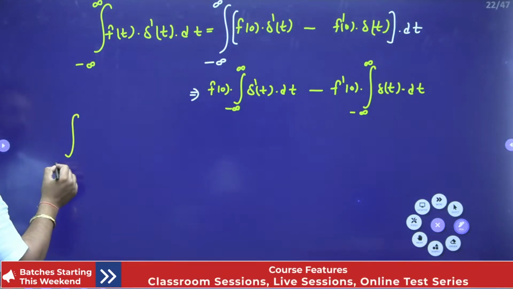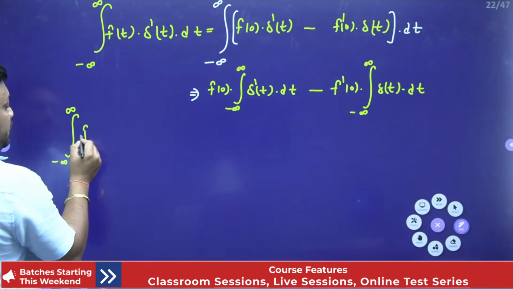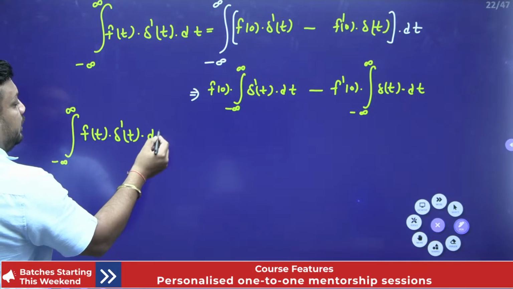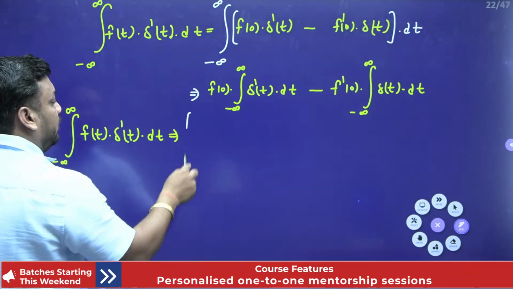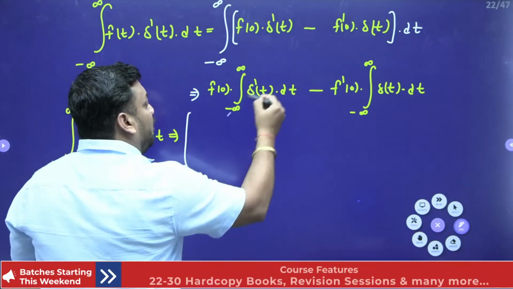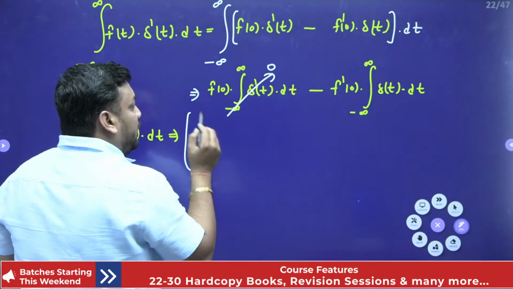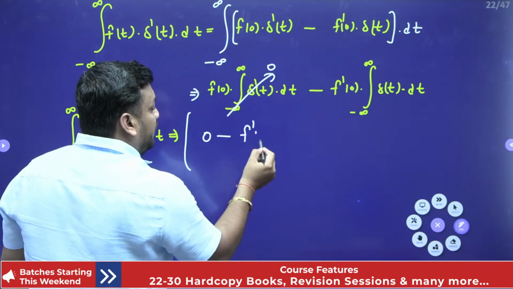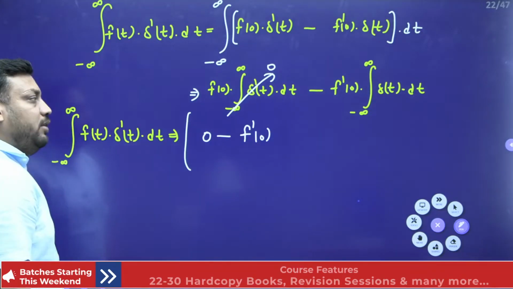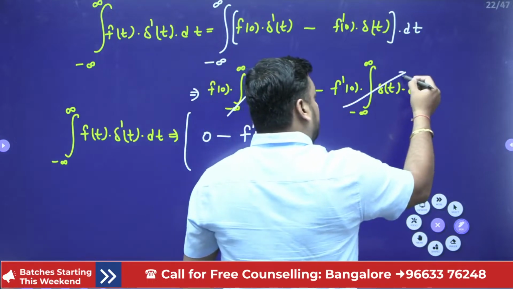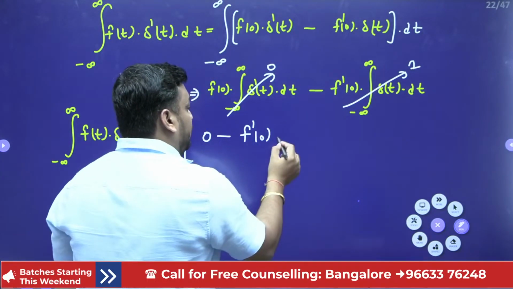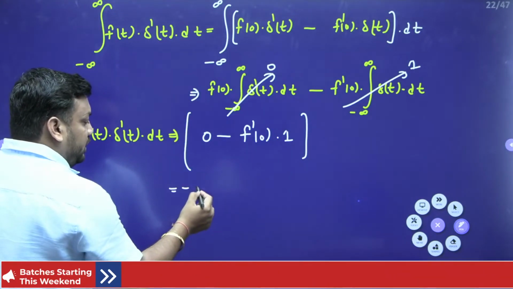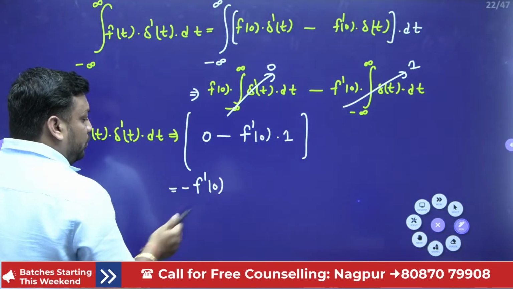So on the left hand side, the property is equivalent: integral from minus infinity to infinity of f(t) dot del dash t dt should be equal to what? The area of the doublet signal is always 0. Minus what will you get here? You will get f dash 0. What about the area of the impulse signal? The area of the impulse signal will be 1 only. So that is why your final expression is equal to only minus f dash 0.